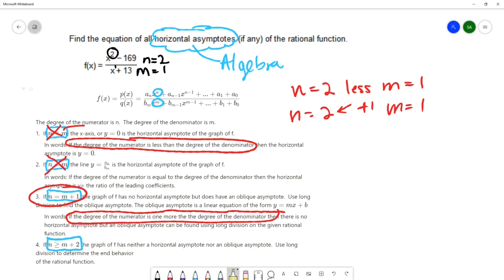So in that case, there is no horizontal asymptote. It does have what we call an oblique asymptote or a slant asymptote, but this question only wants to know about horizontal asymptotes. So on this one, we can say that there is no horizontal asymptote.